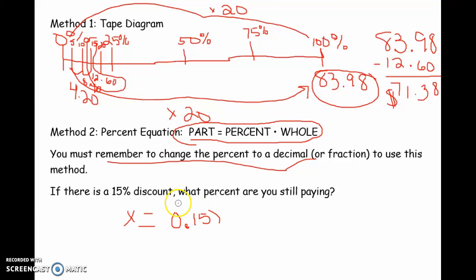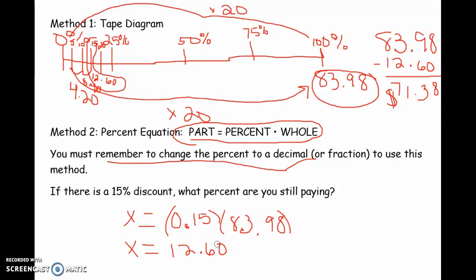I'm multiplying that by my whole. My whole amount is $83.98. Oh gosh, I keep putting the decimal in the wrong place. When I multiply those together for X, that means I get $12.60.